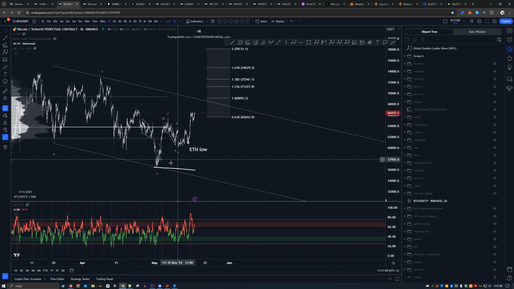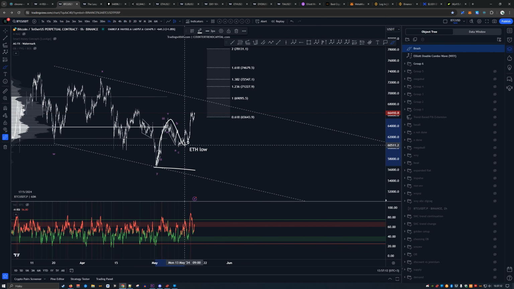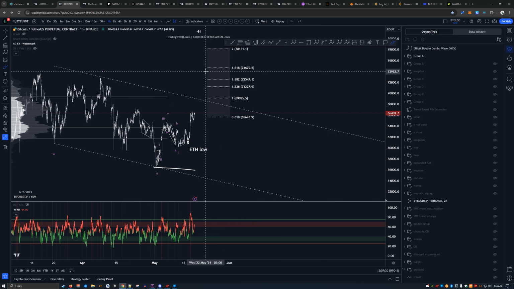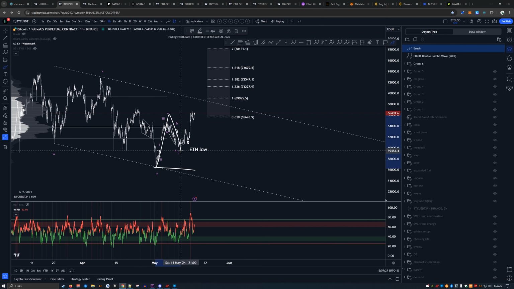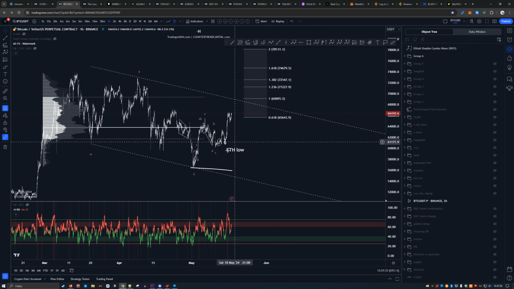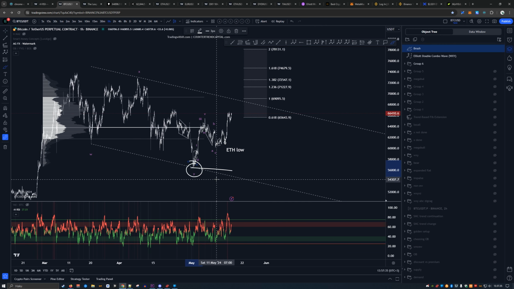Now it doesn't mean that this can't become the wave 3 here instead. So if we break the 1.236 to 1.382 area and tag the 1.618, then we have it more probable to be a third wave. So this would be a 1, 2, 3, 4, 5. The only thing that changes is that the wave 4 would be ended down here.